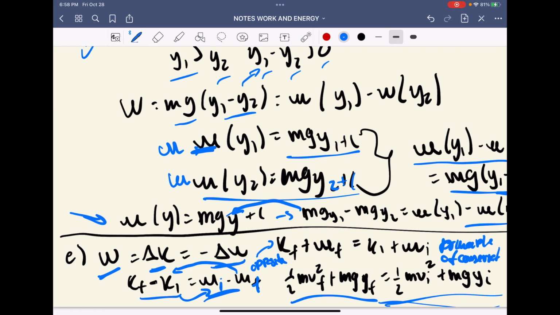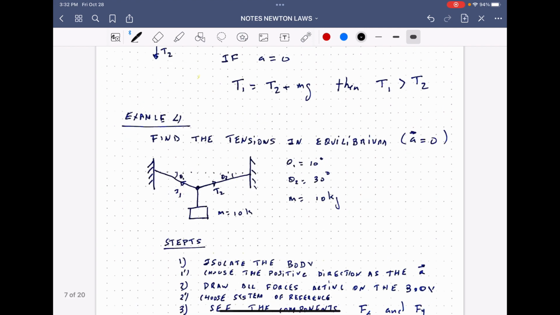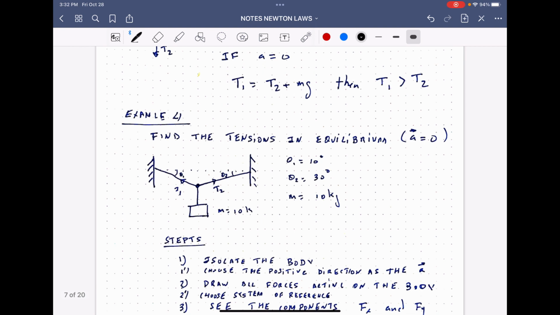conservation. There we go. Hello, this is my second attempt to record this exercise. So this is example 4, the first one of the Newton laws notes. This exercise asks to find the tensions in equilibrium, where a is equal to 0, y acceleration is equal to 0. We have these measures right here that we're going to use to solve the exercise.